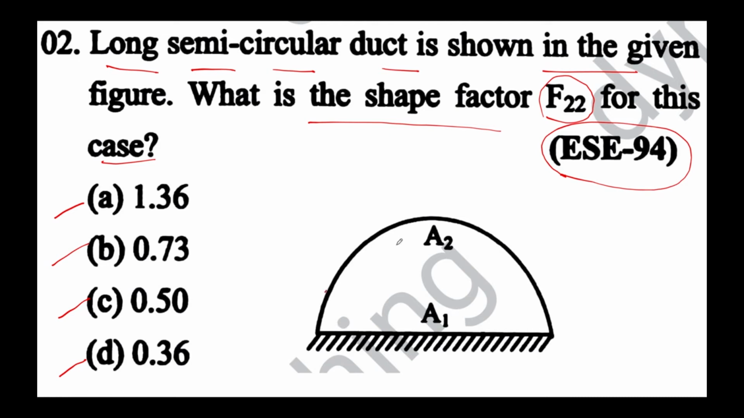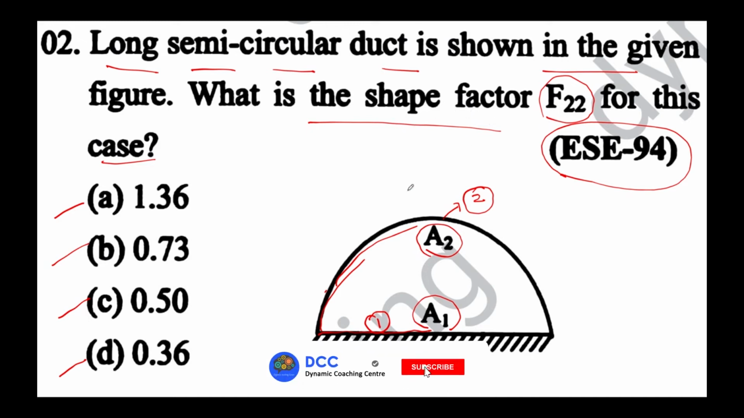So it is a long semicircular duct, and it is clearly mentioned that this flat portion is your first surface, whose area is A1, and the semicircular curved portion, the dome, is represented by the second surface, whose area is A2, right? Now you need to find the shape factor F22, right? So we'll see how to apply this, but before getting on to this problem, please do watch my previous video where I have discussed the concepts related to this type of problem, about the reciprocal theorem and about the summation rule.